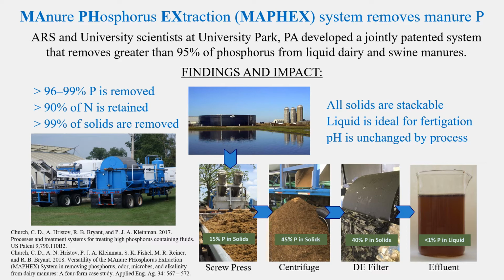All phosphorus-containing liquids are stackable and easily transported. Nitrogen is still present in the liquid and can be used on the farm. On liquid swine manure, the system works faster and with similar removal efficiencies.